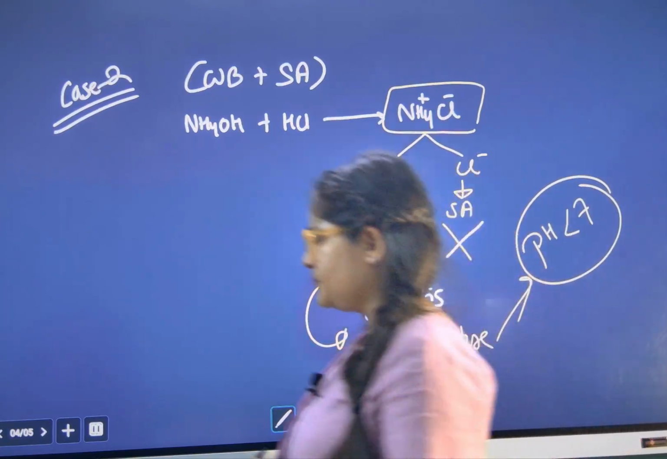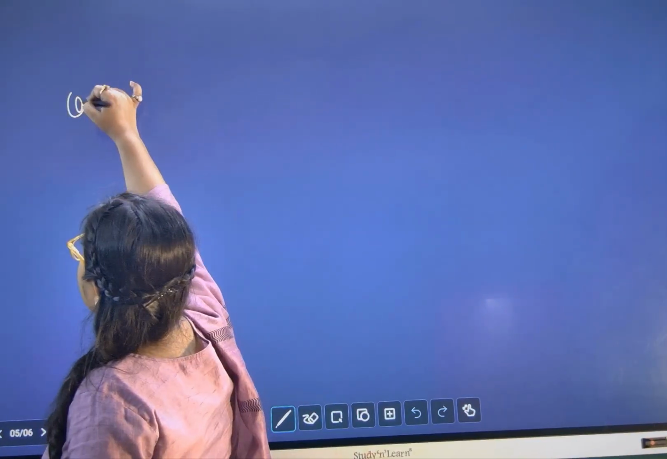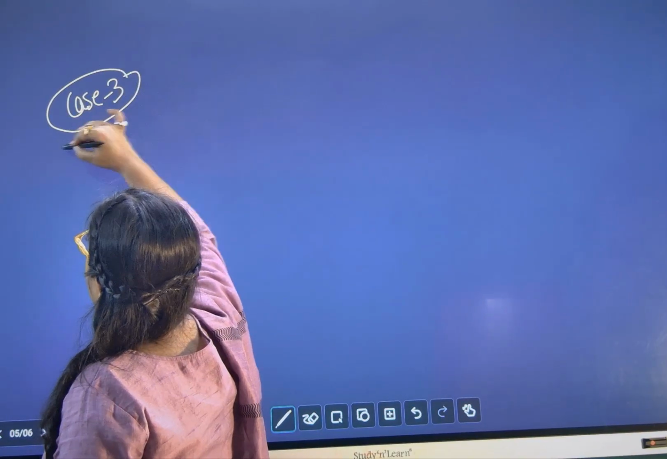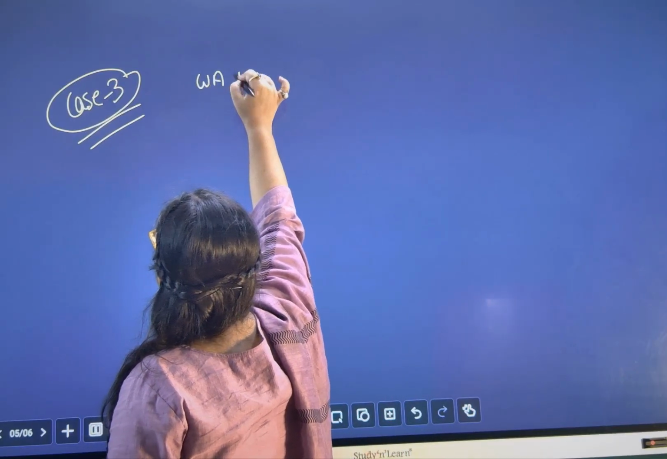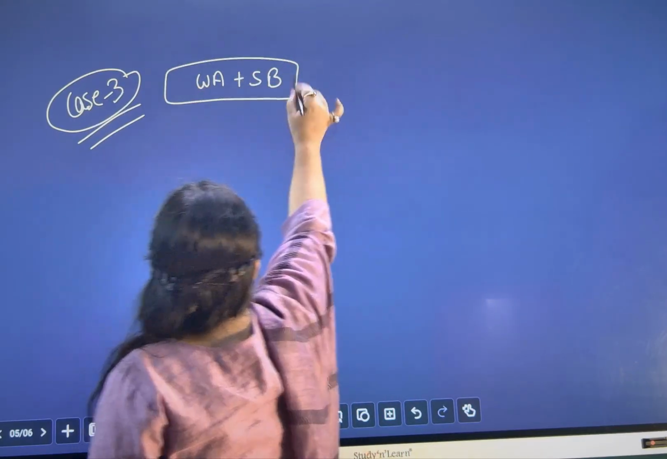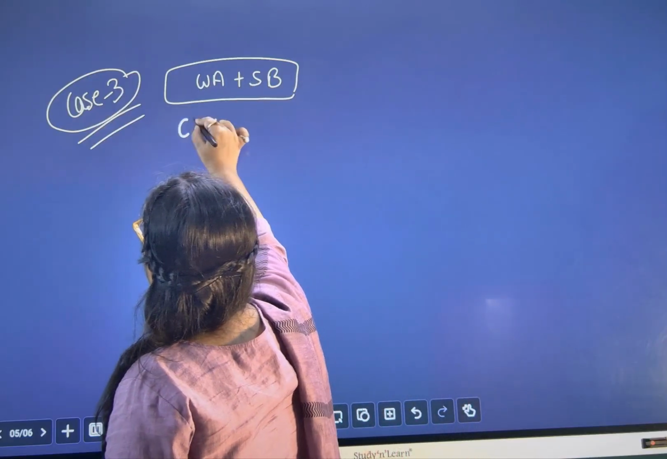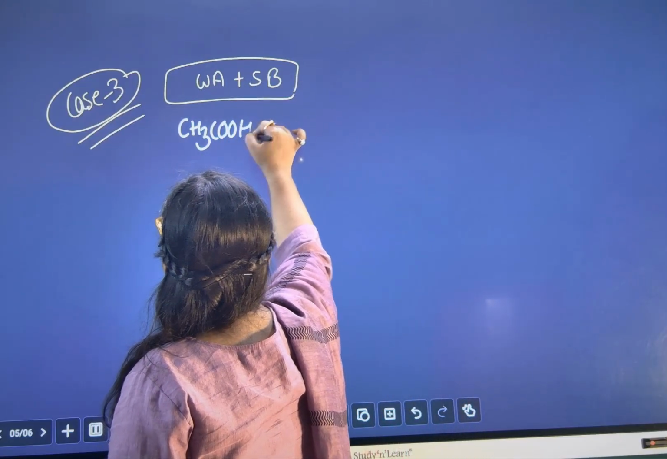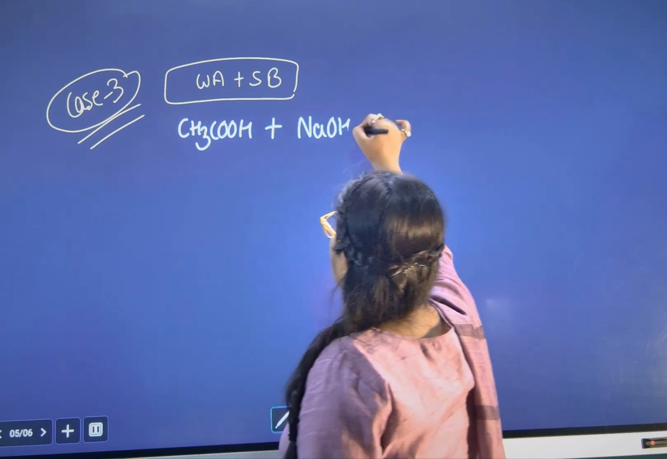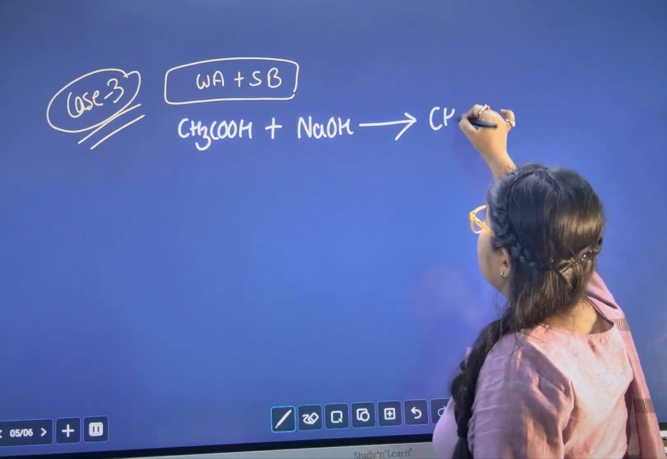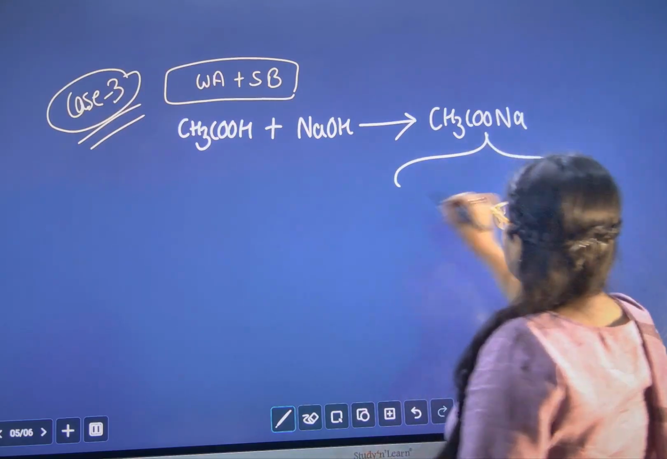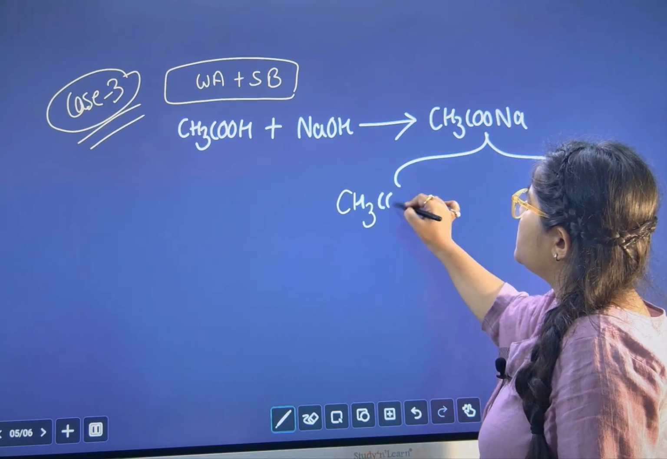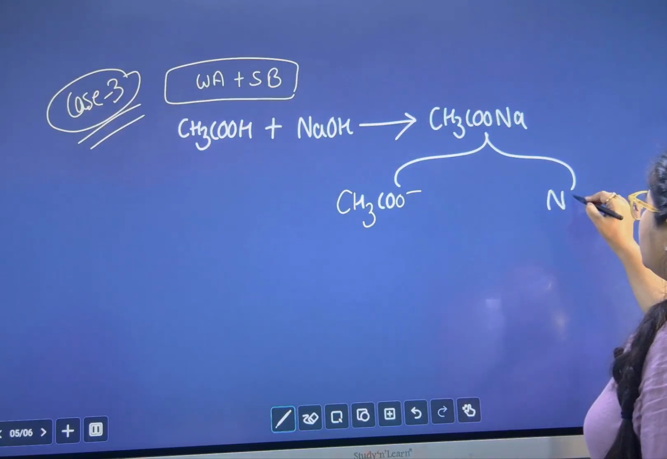Note down. Okay. Let us see case three. Last time we have taken weak base. Now here we can say weak acid plus strong base. Which example can we take? Weak acid, let us take CH3COOH. Strong base, let us take NaOH. So what will we get here? The salt will be CH3COONa. When we break it, we will get CH3COO minus and Na plus.